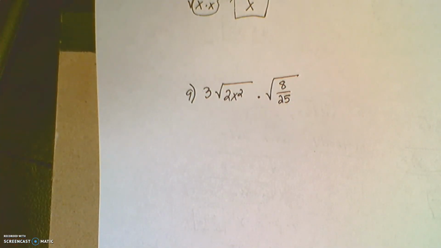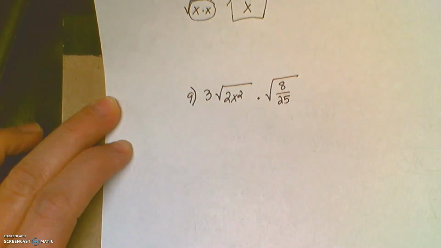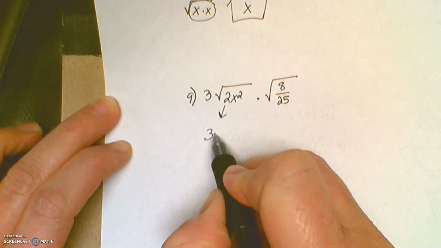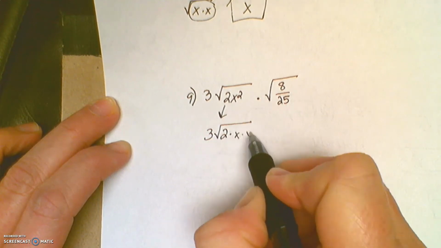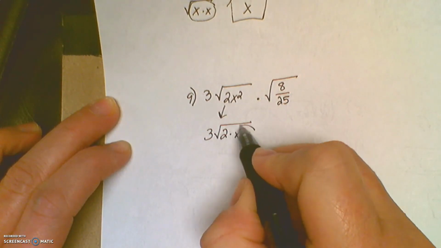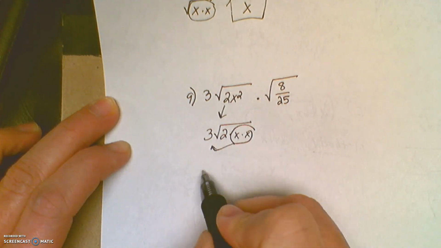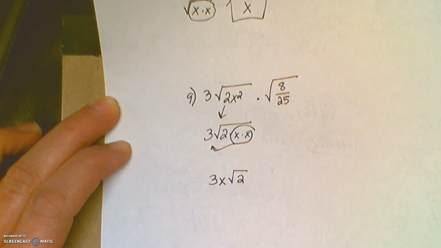Alright, we have 3 times the square root of 2x squared times square root of 8/25. I'm going to reduce what I can from each radical first. So 3 square roots of 2x squared. 2 you can't break down anymore. X squared, you could do x and x. So you have a pair of x's. So this will come out with the 3. So 3x square roots of 2.